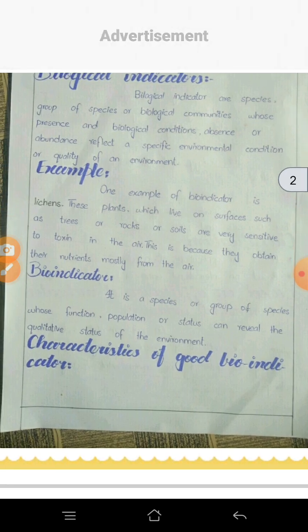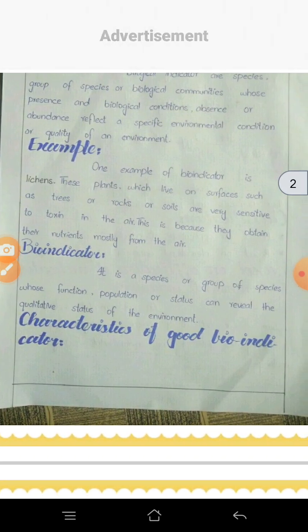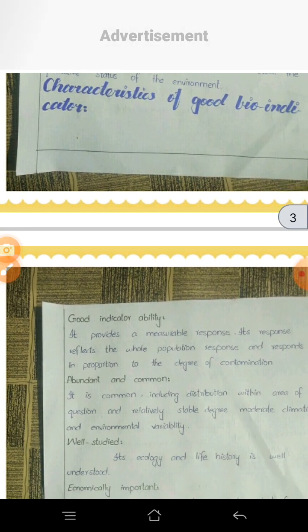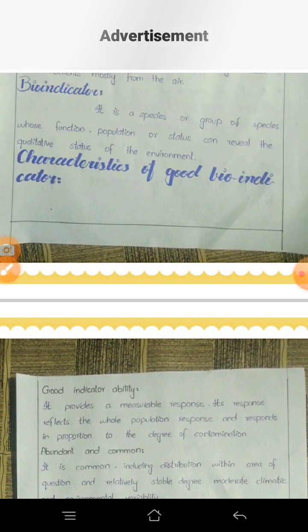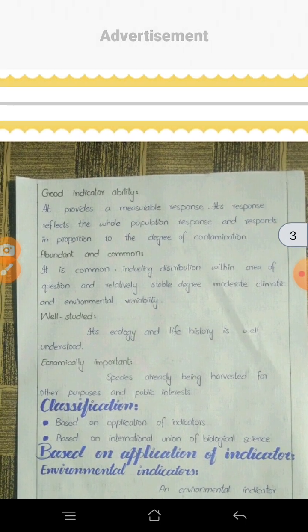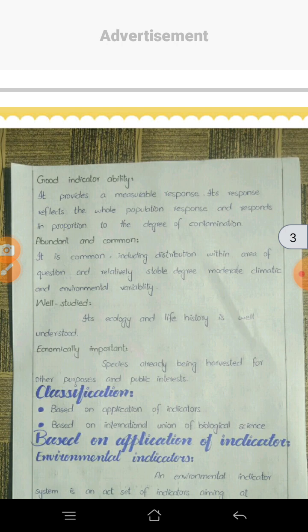Now we define the bioindicators. It is a species or a group of species whose function, population or status can reveal the qualitative status of the environment. Now we discuss the characteristics of good bioindicators. Good bioindicators have these characteristics: good indicator ability, abundant and common, well studied, economically important.